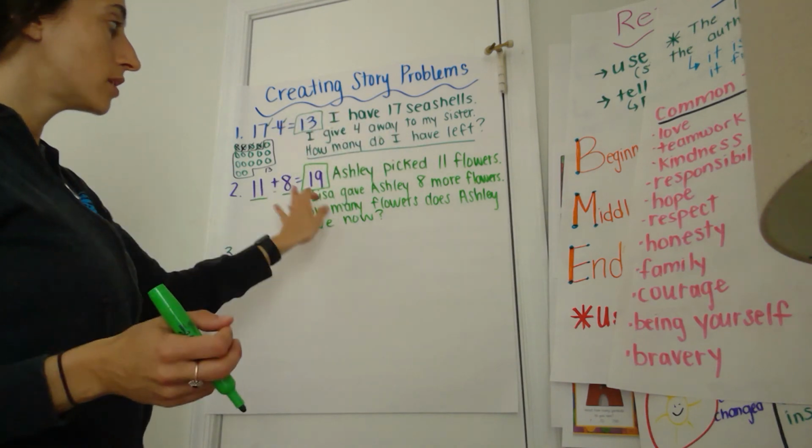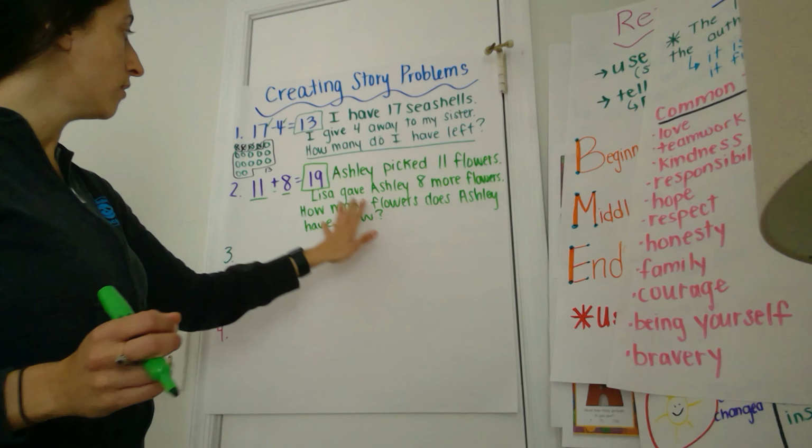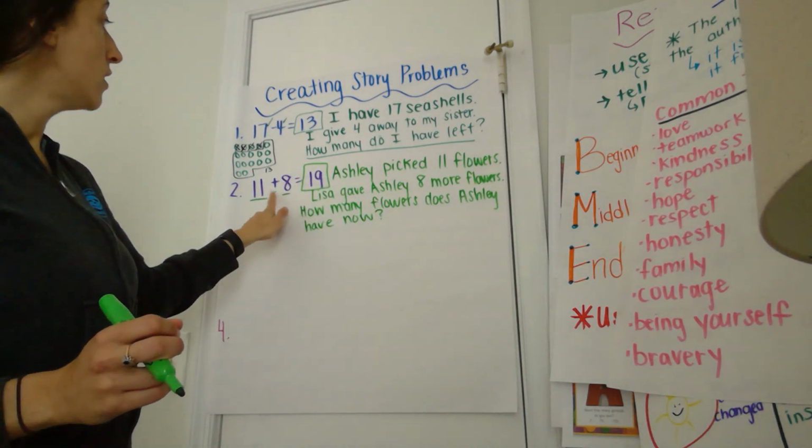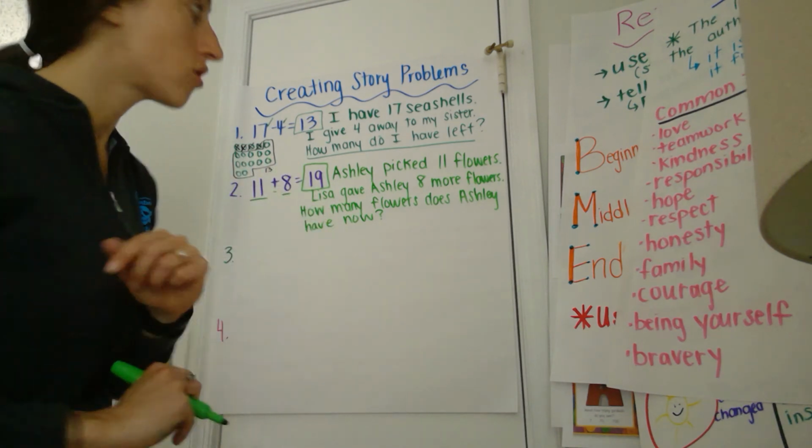Ashley picked 11 flowers. Lisa gave Ashley 8 more flowers. How many flowers does Ashley have now? So she had 11. She gets 8 more. How many does she have now? She should have 19. Let's draw it to figure it out.